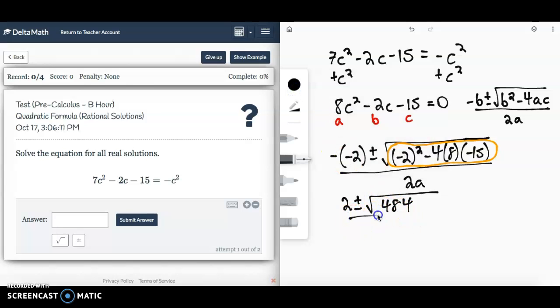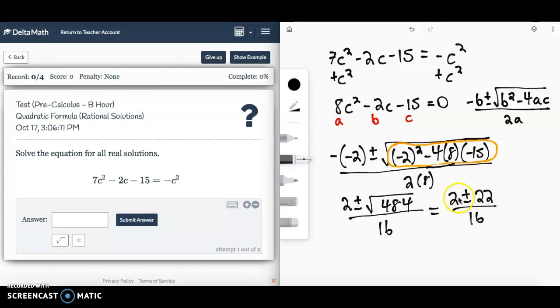And then on the bottom, I have 2 times my a value, which is 8. I don't know why I didn't plug it in up here. 2 times 8, which gets me 16. Sorry, okay, just had to make it prettier. All right, so now we're going to take the square root of 484 and see if we get a nice number. We do, so this turns into 2 plus or minus 22 over 16.